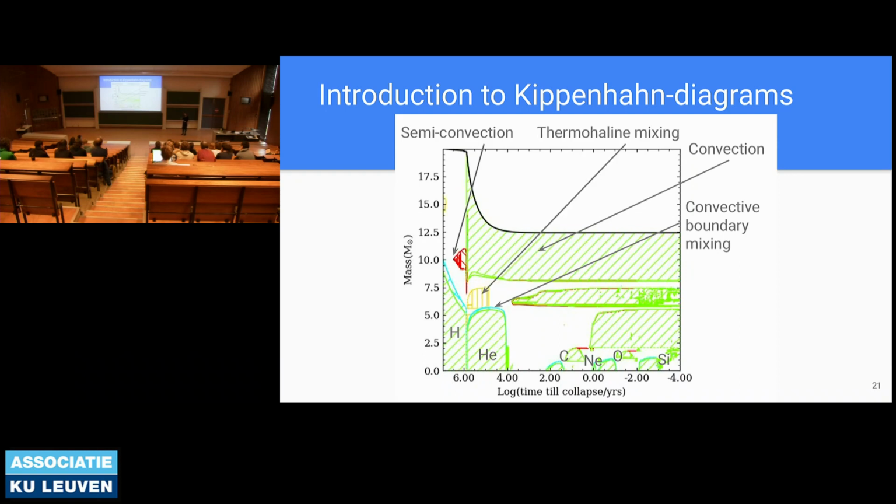Then we have one more that is called thermohaline mixing. Basically, thermohaline mixing is the kind of mixing you get when you have heavier material on top of lighter material, and it diffuses down slowly. This is often not plotted, but for completeness, we have it here. Also, you can plot other kinds of mixing mechanisms on here, like rotational mixing if your star would rotate, or anything else you want to put in.